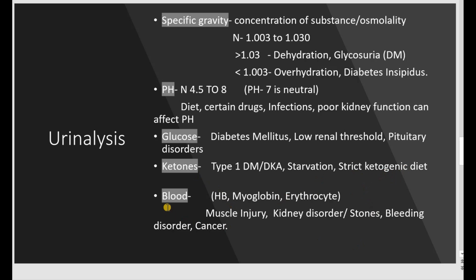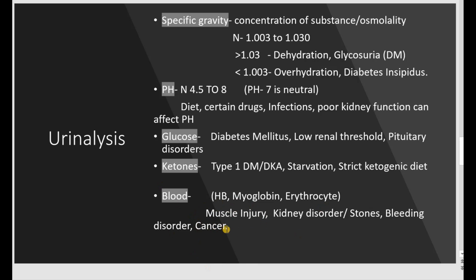Now blood. Normally the blood is negative, but if present, it may be picking up hemoglobin, myoglobin and erythrocytes. Hemoglobin carries oxygen in the blood, myoglobin carries oxygen in the muscles, and erythrocytes are RBCs. Normally erythrocytes are not filtered because they are big in size. So if blood is present, rule out muscle injury.